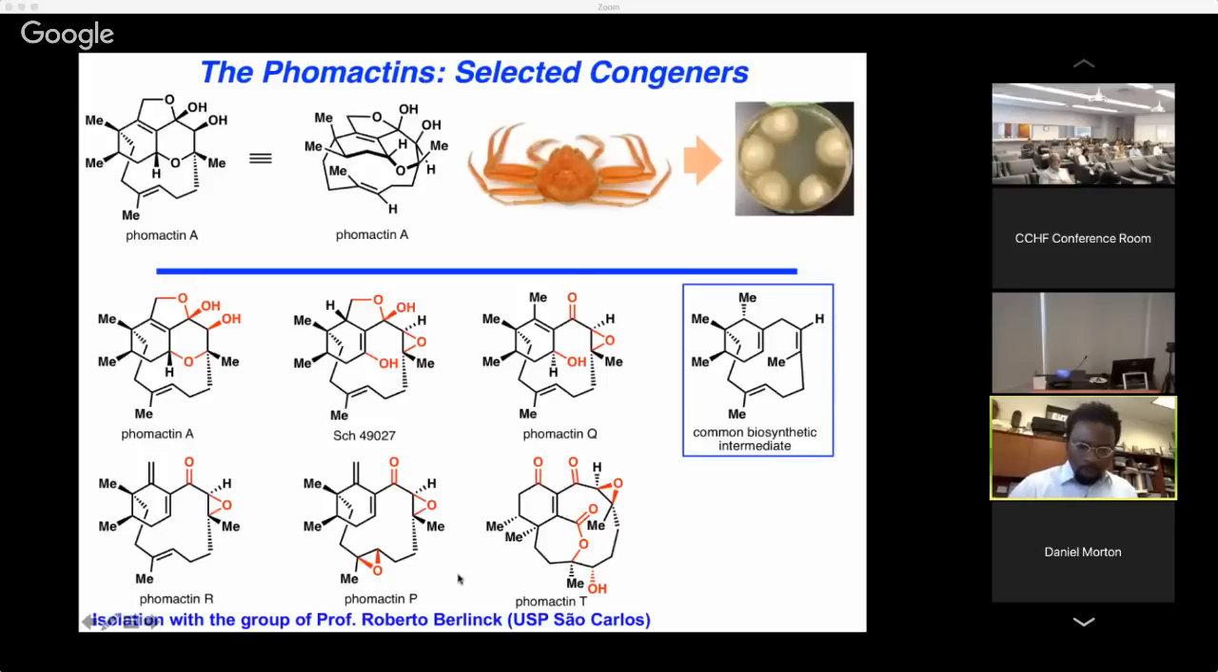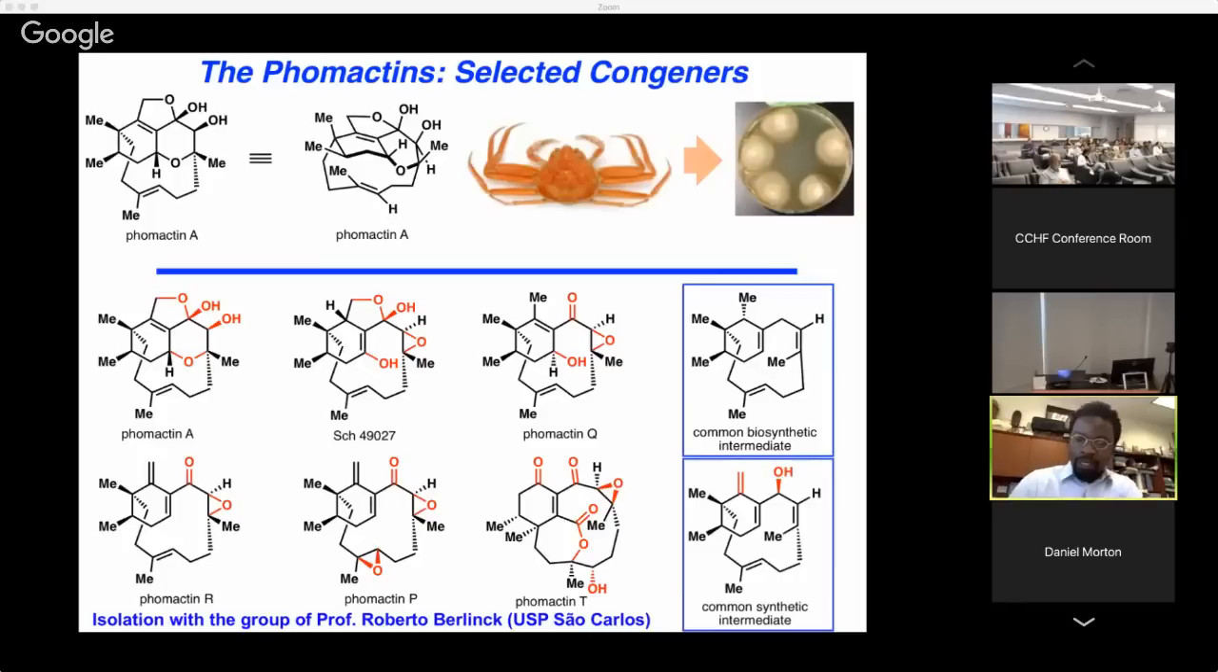And so we worked with an isolation chemist, actually, because we thought that there must be opportunities for other types of oxygenations. And so working with Professor Roberto Berlinck from Brazil, we were able to isolate additional members of this family, which indeed also had the same carbon skeleton, but differed in terms of the oxygenation. And so we were confident that if we could identify a common carbon framework, we could then perhaps achieve diversifying oxygenation at a late stage to build these molecules. And so that led us to identifying this particular compound in the bottom right as a common synthetic intermediate that we could apply to address the syntheses of all the formactins.